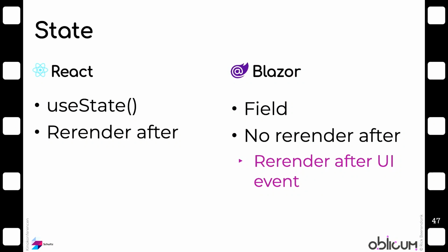Let's talk about state. If you have your component, you want to have some data in there. Now I already had some fields. In case of React, you should not use a normal variable in your function. In case of Blazor, we just use a field. In React, we use useState. And that has a particular reason. If you then update the state, React wants to know that it has changed.